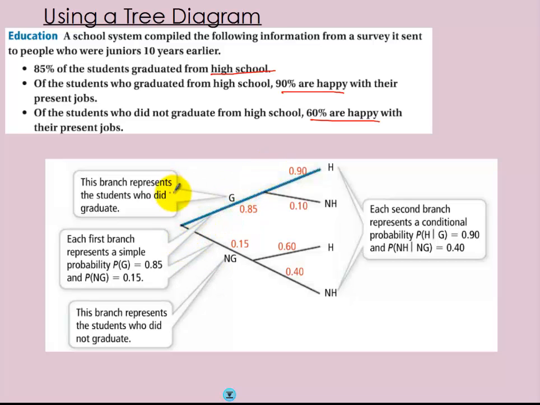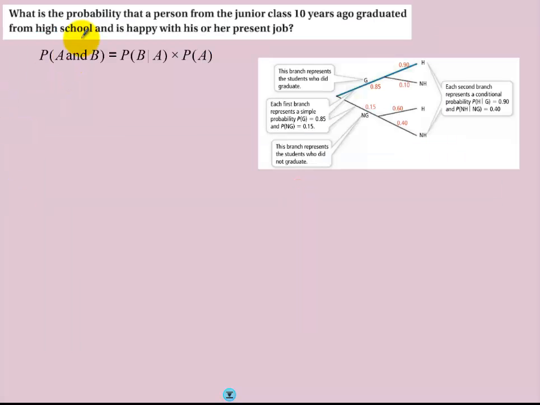The first branch represents those that graduated, 85%, versus not graduated, 15%. The second branch is our conditional probabilities: are they happy or not happy? 90% of those that graduated were happy, so 10% were not happy. And 60% of those that did not graduate were happy, so 40% were not happy. Those represent conditional probabilities here. We can use a tree diagram to solve some questions.